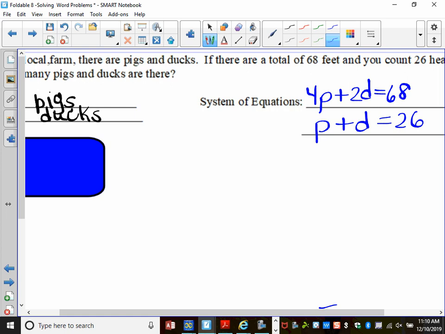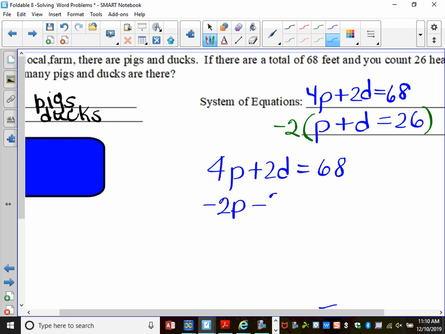So I'm going to do the elimination method this time since I did substitution last time. And so let's eliminate the D's. So if I eliminate the D's, what should I multiply the bottom one by? -2. Okay, so let's do -2. So that'll end up being a -2D. So I'm just going to rewrite the first one exactly like it is. And then I will distribute the -2 to the bottom. Okay, and then I'll just go ahead and add these together.